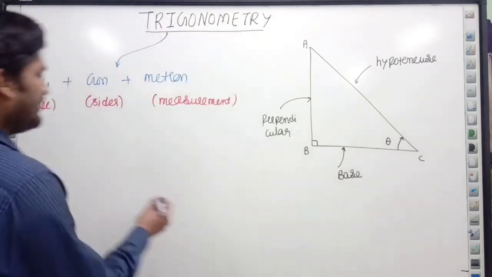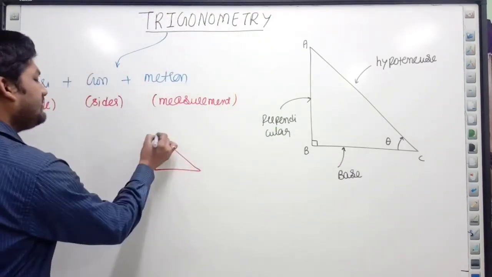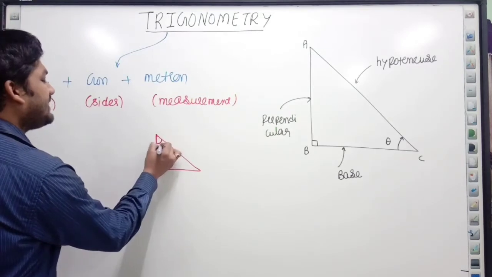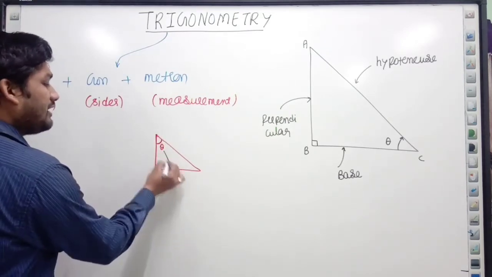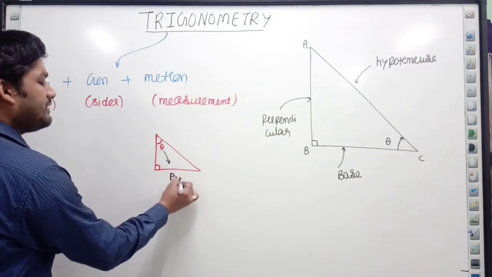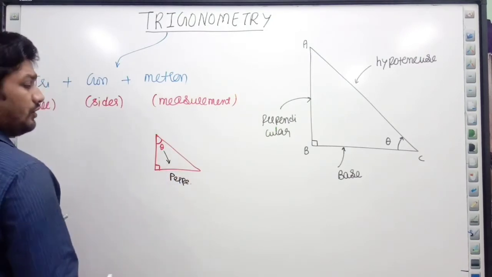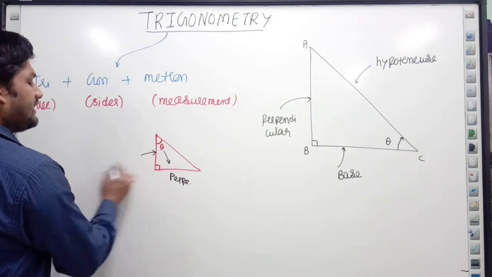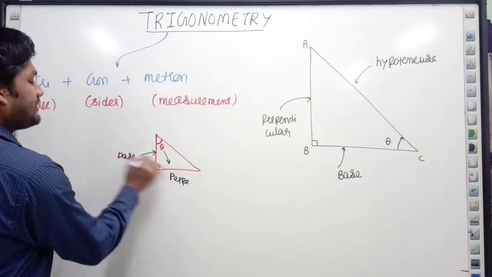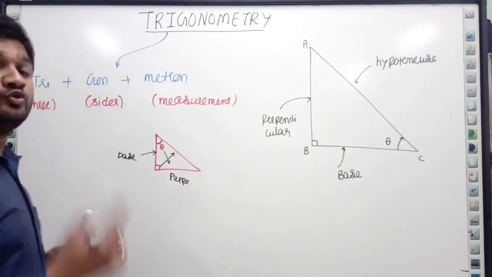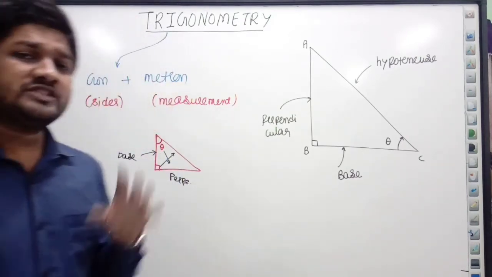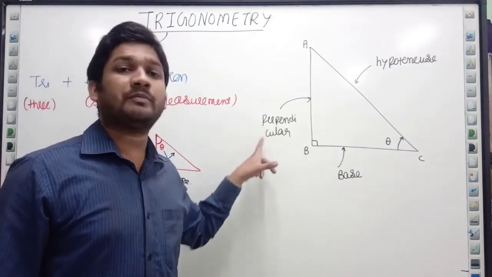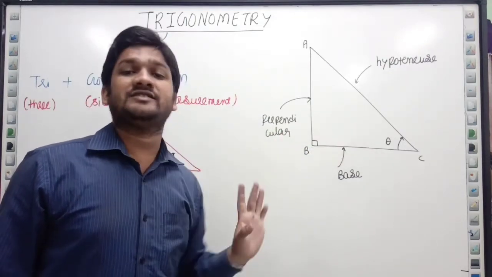Suppose I take a right angle triangle in which the right angle is here and theta is here. Now what will be perpendicular? Perpendicular is opposite to theta. What is base? Adjacent to theta. And hypotenuse is opposite to the right angle. So this is very important: to define base and perpendicular, we have to mark theta somewhere.